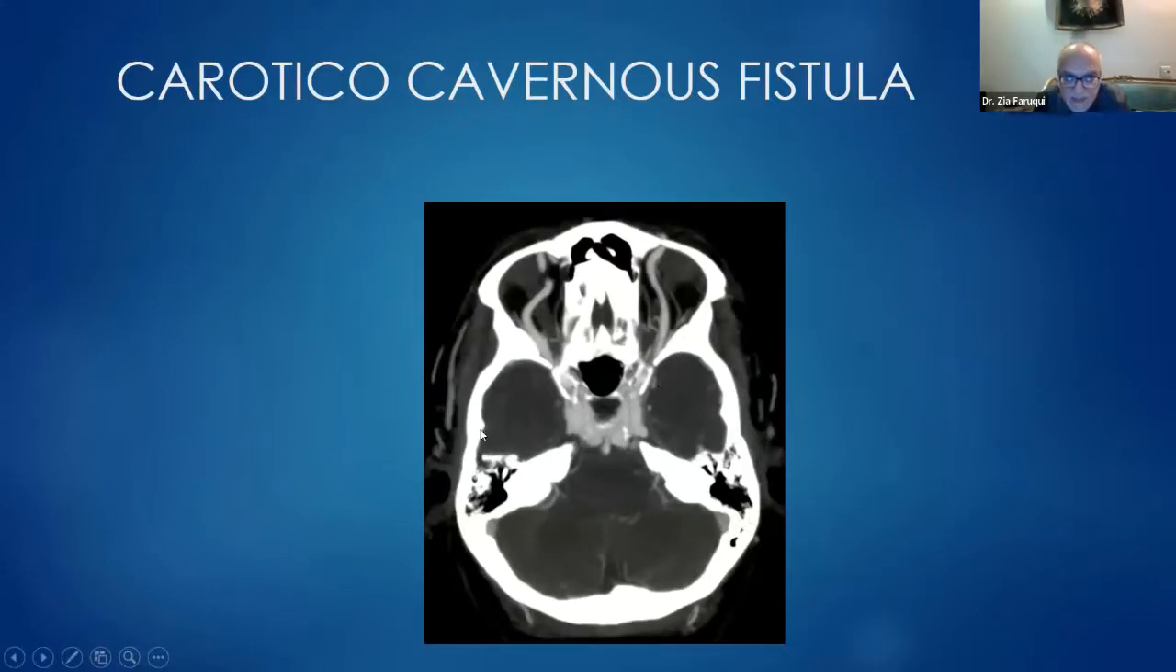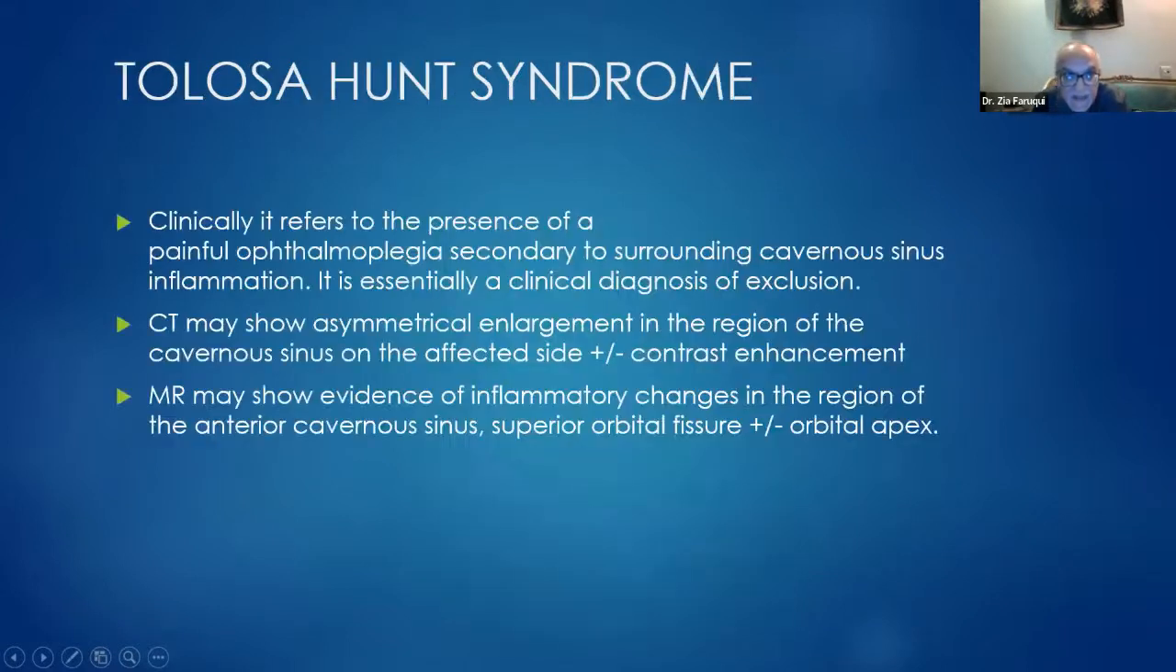Carotid-cavernous fistula, which may be direct or indirect, maybe post-traumatic, maybe spontaneous, will present with enlargement of the cavernous sinuses and enlargement of the superior ophthalmic veins bilaterally in this case.